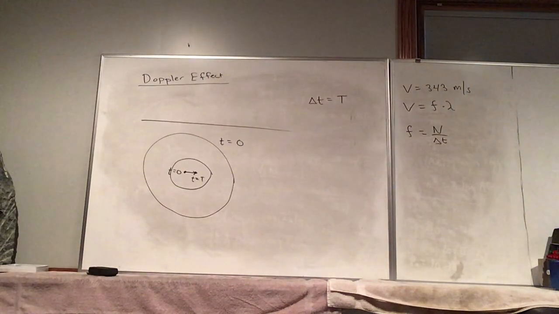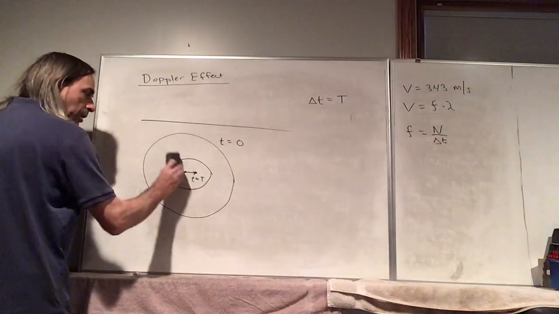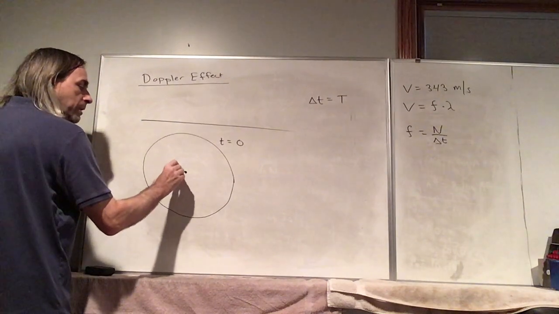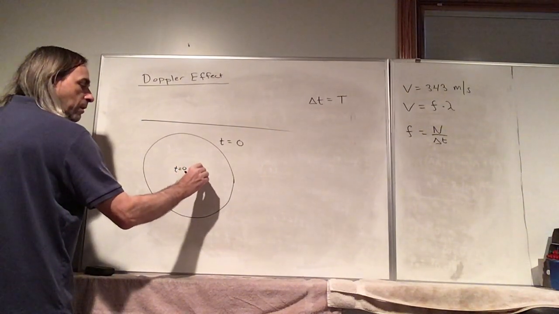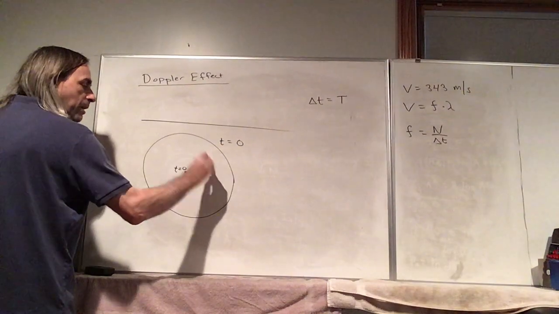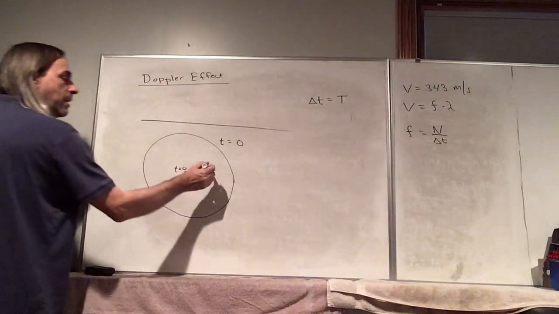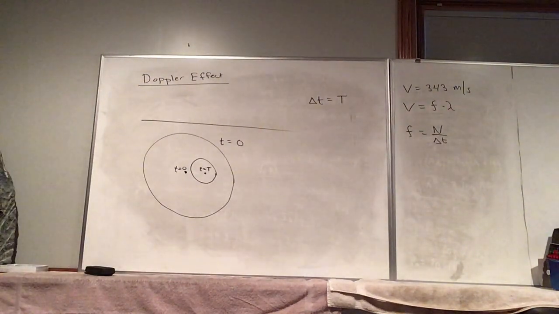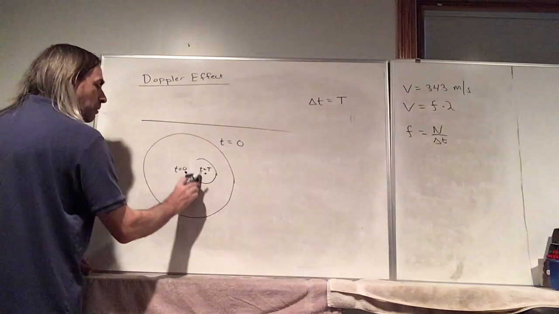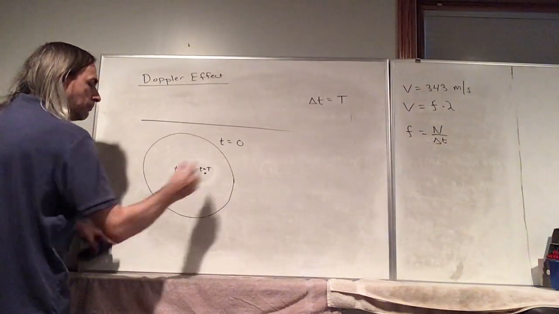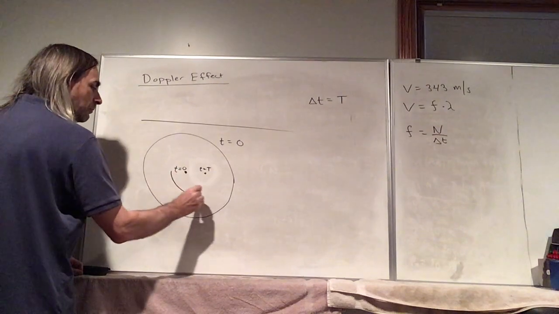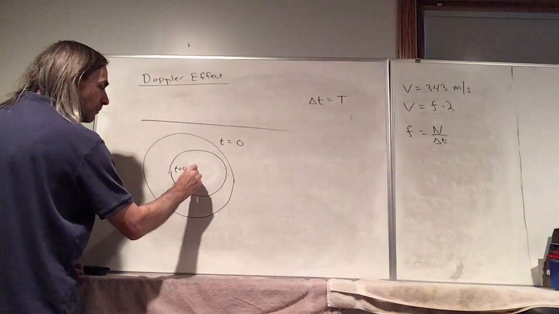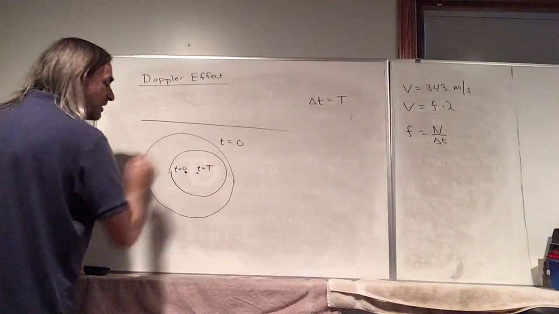And so, I'm not terribly happy with this picture. Let me redraw. So this is where the source was at t equals 0. And then let's say at t equals 1 period, the new source is here. And actually, I can't draw this picture. This one's acceptable at least.